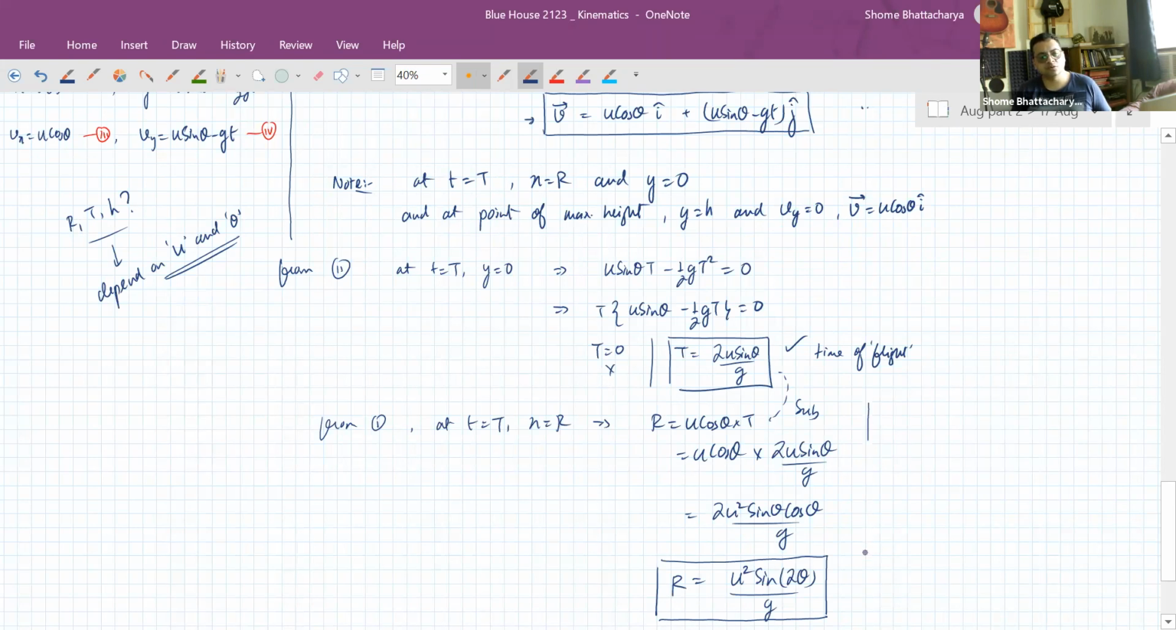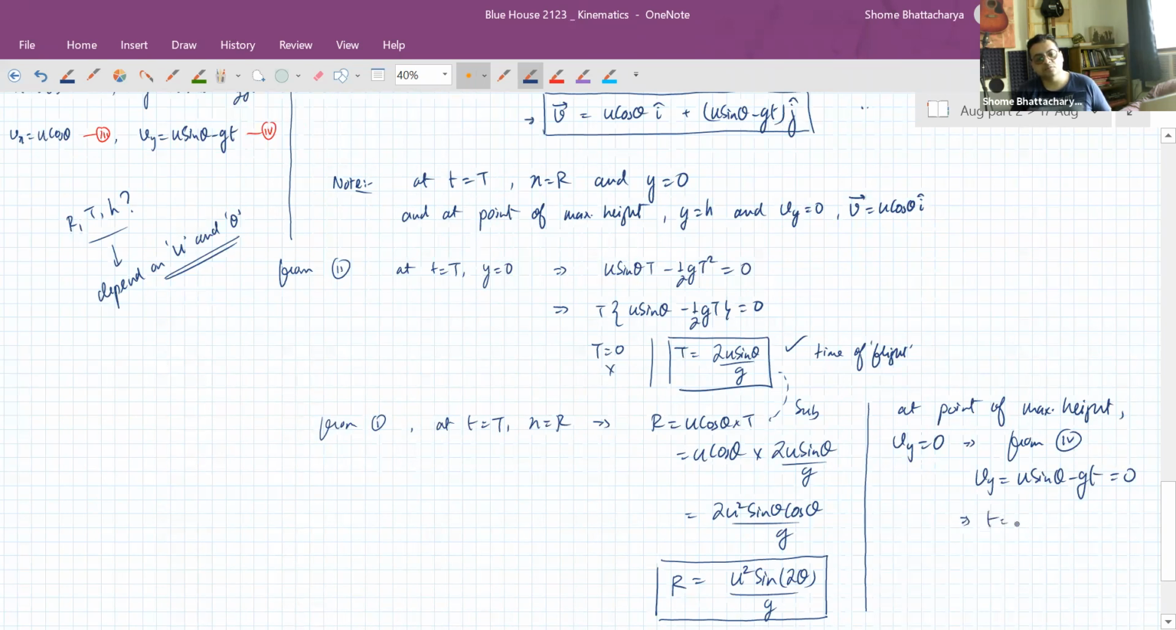Now, the other thing we'll also use here is that at the point of maximum height, velocity's y component should be 0. So from equation number 4, which was Vy as a function of time, Vy, which is u sin theta minus gt, should be 0 at the point of maximum height. So that means that time should become u sin theta divided by g, which by the way is capital T by 2.